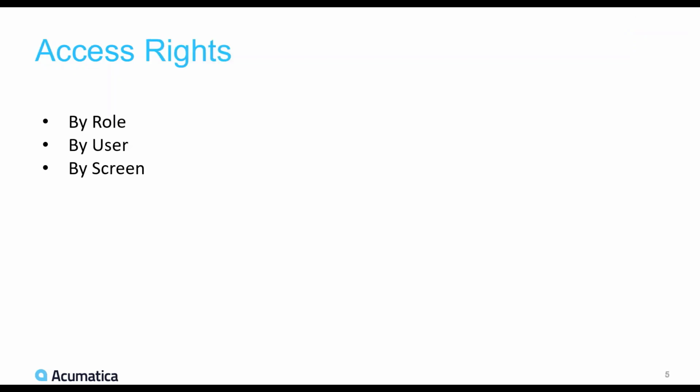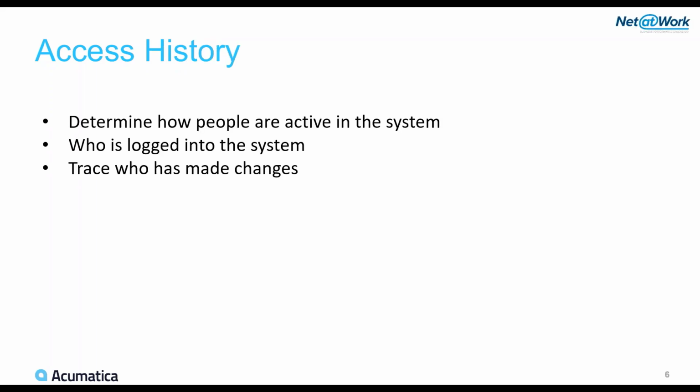Access rights is how you can monitor and change who has access to this screen and not have access to this screen throughout the system. And then the access history, which is where we will cover how users are navigating through the system and actually doing the work that they should be doing rather than just sitting on a screen, and Acumatica gives you all that great information.